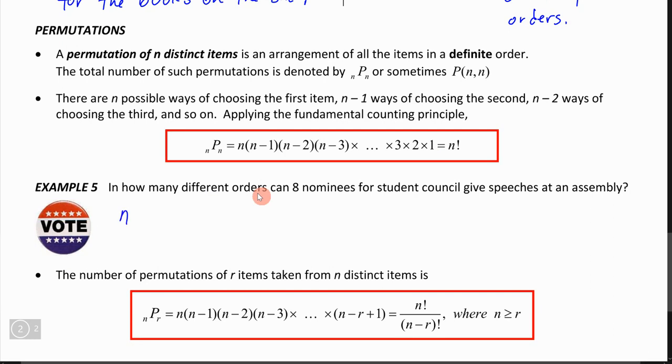Okay, so we have 8 nominees. And so basically I'm asking, what is the permutation of 8 nominees arranged in 8 ways? That's simply 8 factorial, which is 40,320. So there are 40,320 possible speech orders.